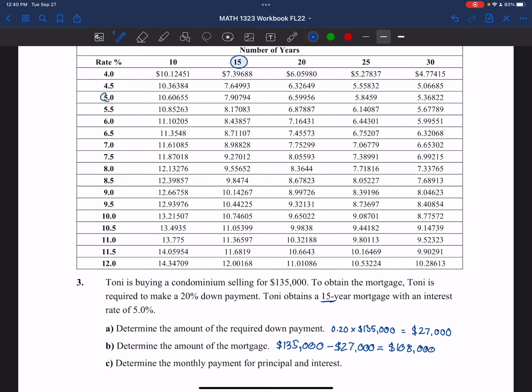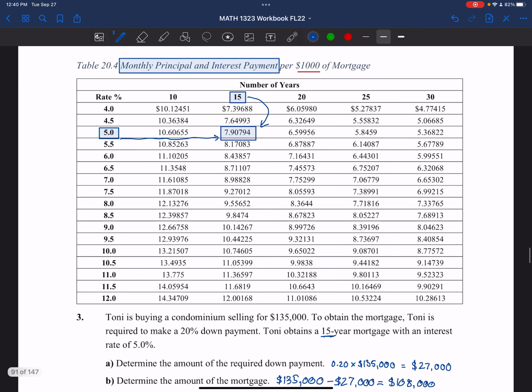So it's going to be this row right here. And if you find where they intersect, it's going to be right here, this value: 7.90794. All right. So we just looked at that and then took that and got that value. All right, so the thing is, we do have to remember that is per 1,000. So we have a little bit to do.